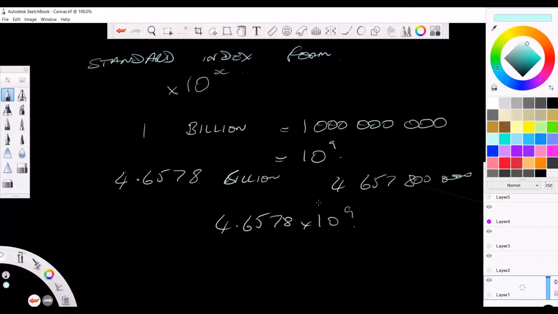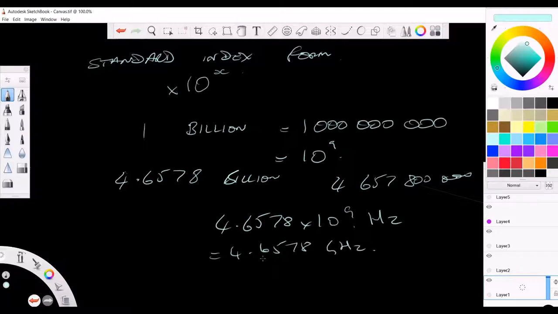And the other thing is, I've deliberately chosen billions because every third power is also given a name for physics. So this is more going into the physics side, but this would be giga, wouldn't it? So if this had a unit, let's say this was a unit of hertz, so this is a frequency, which is what I'm teaching this for, really. If I had this many hertz, that's the same as 4.6578 gigahertz.